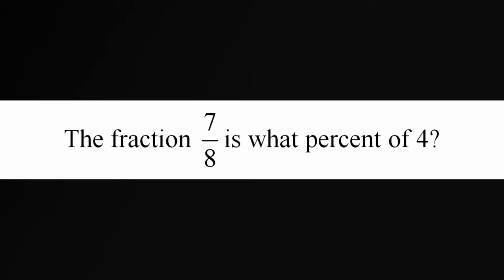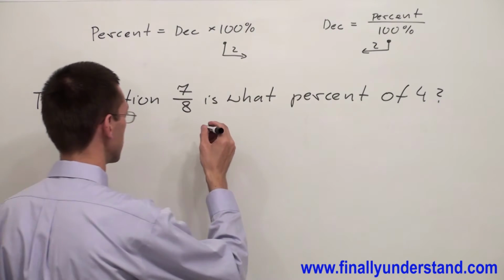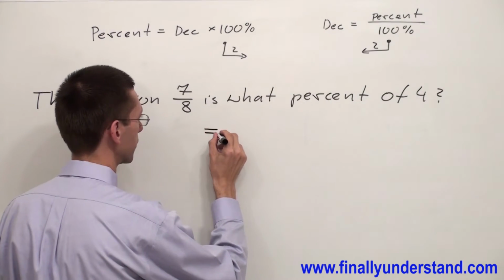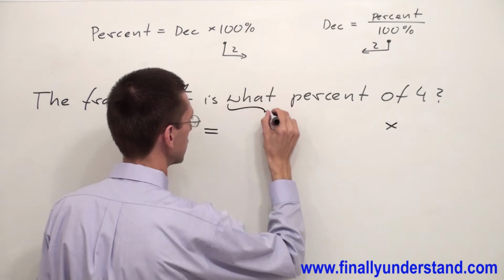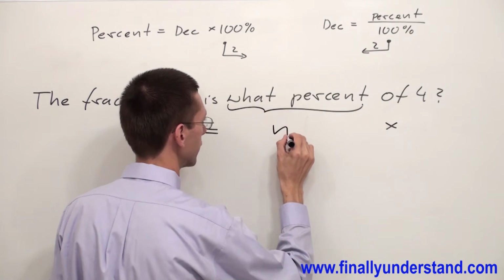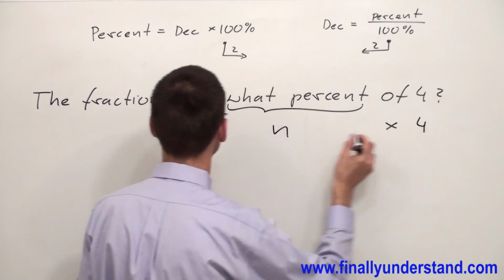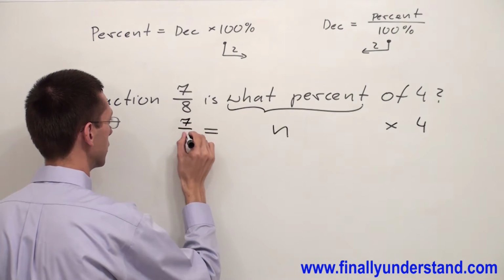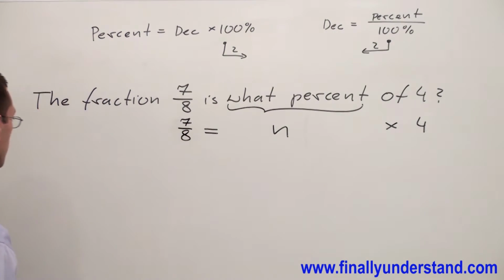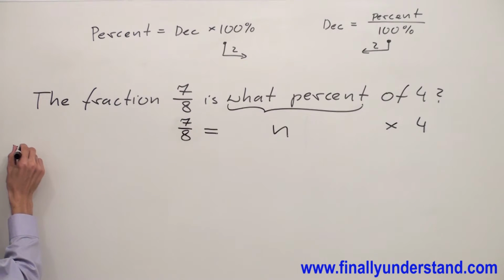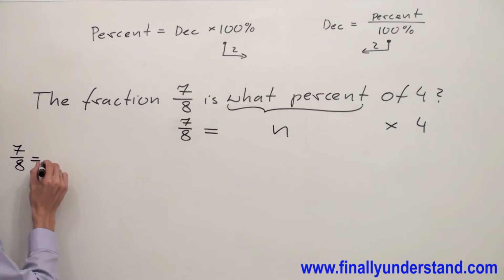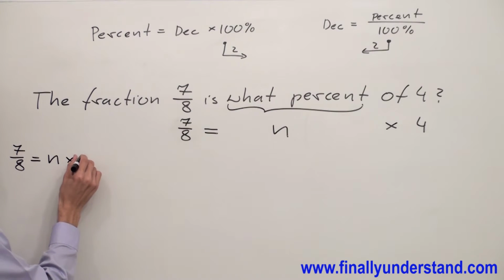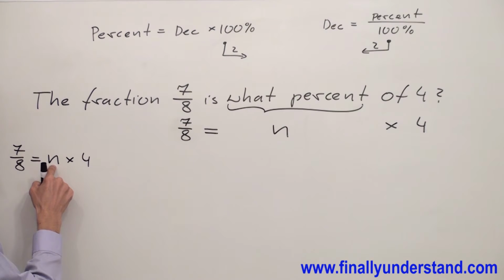The fraction 7/8 is what percent of 4? Remember, "is" represents the equal sign. "Of" represents multiplication. What percent is my n? And copy down 4 and 7/8. Let me write this equation one more time, and I have 7/8 is equal to n times 4. I'm looking for n.